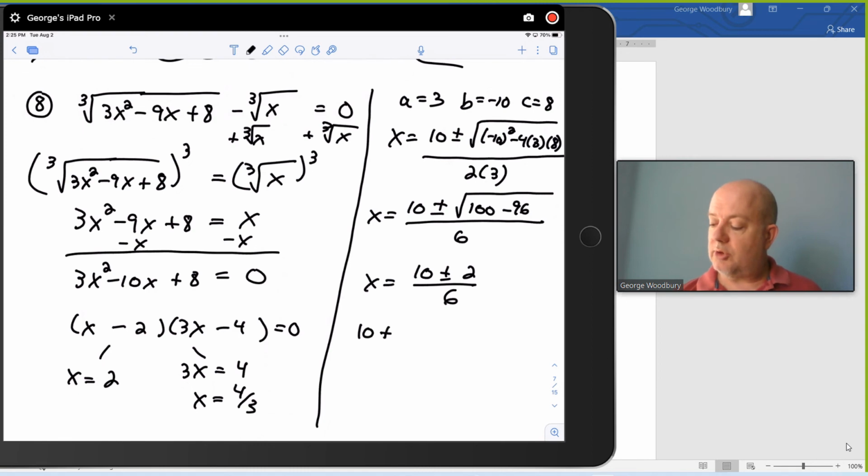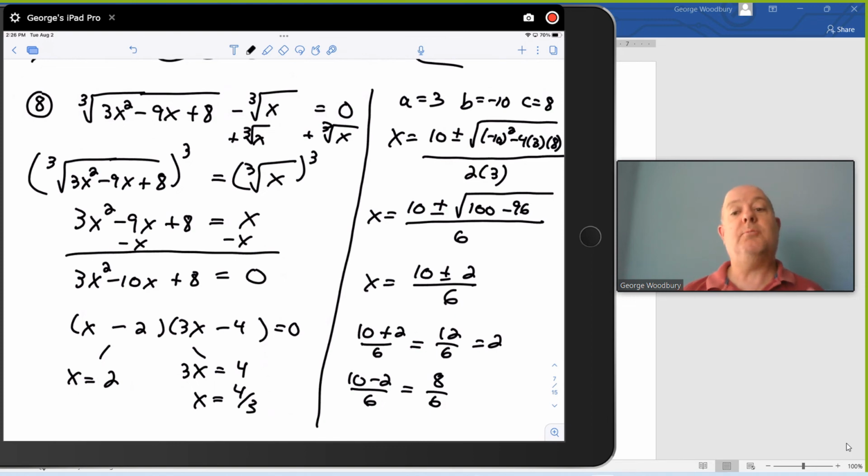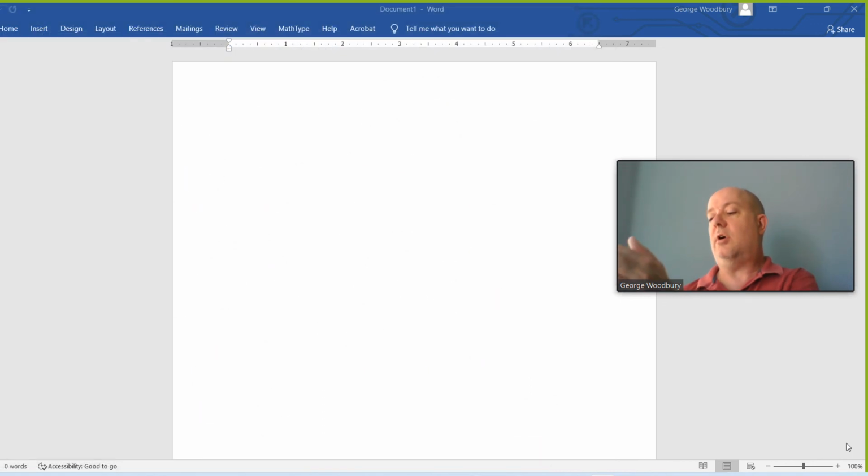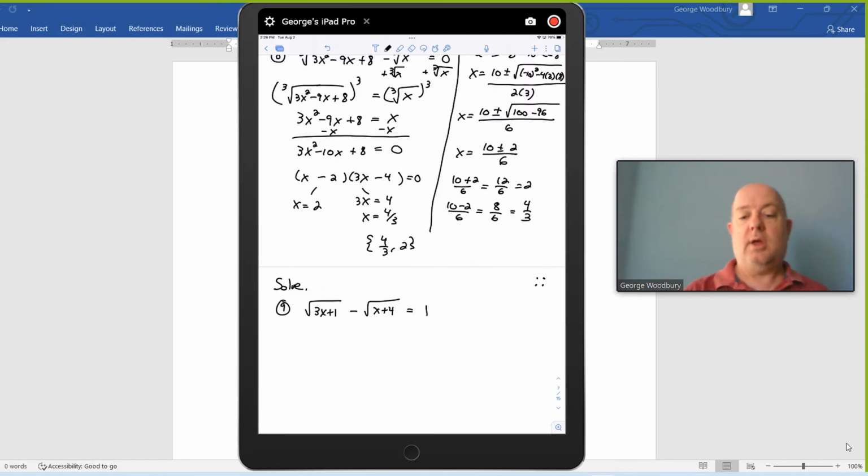One solution, 10 plus 2 over 6 is 12 over 6, or 2. 10 minus 2 over 6 is 8 over 6, which can be reduced to lowest terms as 4/3. The same two solutions I had on the left. 4/3, comma 2. Right.